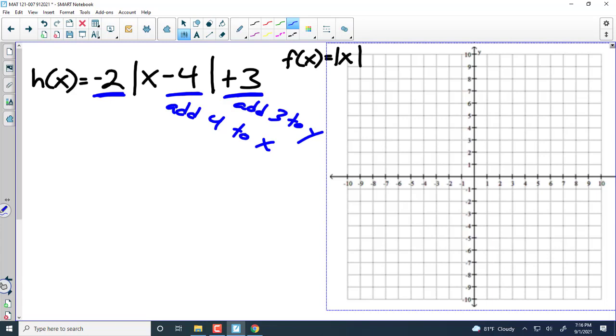On the outside, that's 2 things, but we can take care of it all at once by multiplying, what, x or y? Y by -2. Why? Because it's on the outside. Outside is y, inside is x.